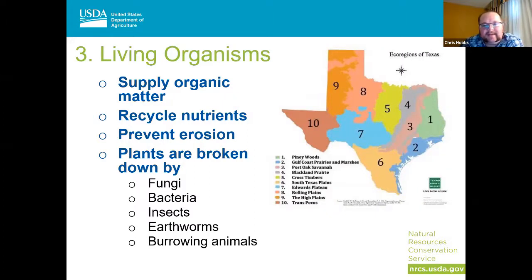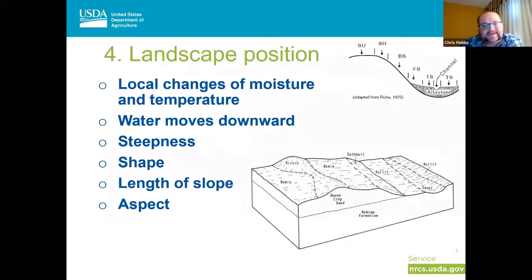Next thing that affects soil formation is its landscape position. Landscape position causes localized changes in moisture and temperature. When rain falls onto a landscape, water begins to move downward by the force of gravity, either through the soil or across the surface to a lower elevation. Even though the landscape has the same soil forming factors of climate, organisms, parent material, and time, drier soils at higher elevation are different from the wetter soils where water accumulates.